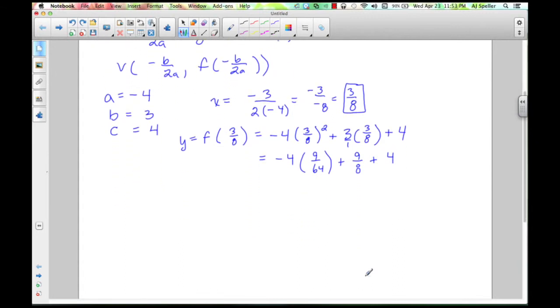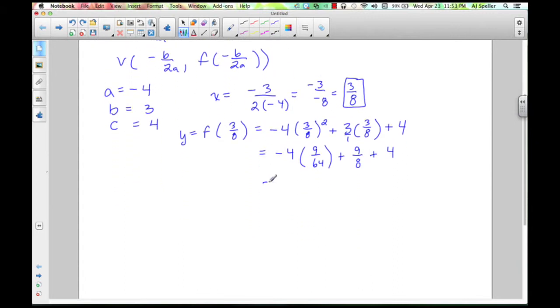Next, before I do any multiplication, I'm going to go ahead and do some canceling. I've got a negative 4 and a positive 64. They share a factor of 4. So when I divide, that becomes negative 1. I divide 64 by 4, I get 16. So I end up with negative 9/16 as my first term.